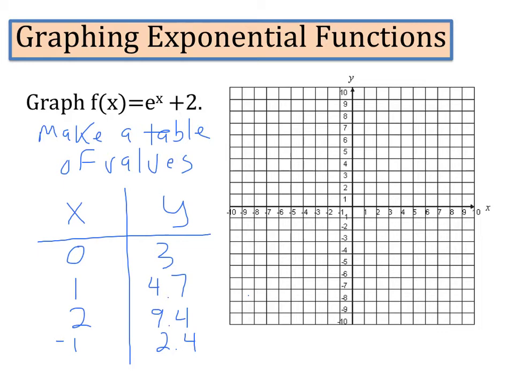So let's graph these now. When x equals negative 1, I have 2.4. When x equals 0, I have 3. When x equals 1, I have 4.7. And when x equals 2, I have 9.4. So we can see it is a curve, and it starts to bottom out around y equals 2.